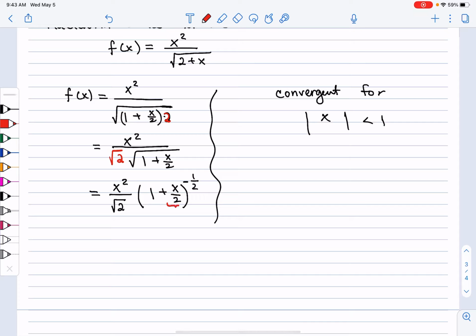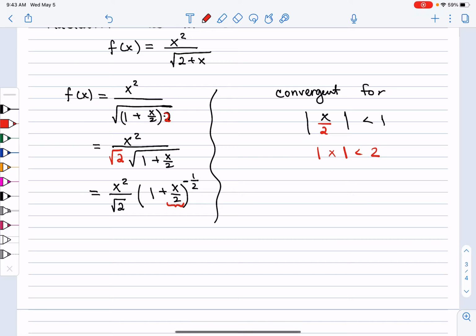What is it that we have? We have x over 2. So we can say that this binomial series will converge for x values that are in absolute value less than 2 units away from the origin. So from here, you can say that the radius of convergence is equal to 2.